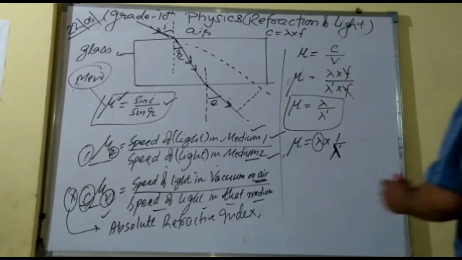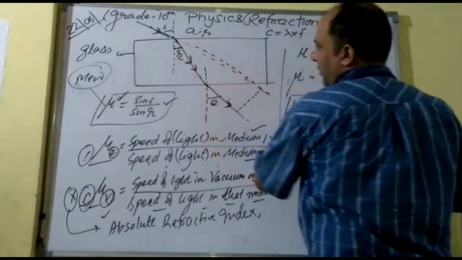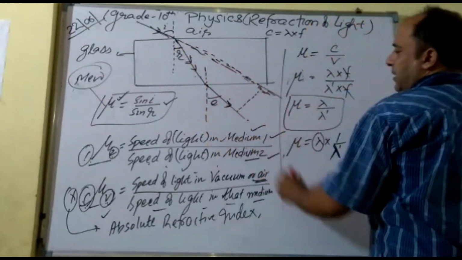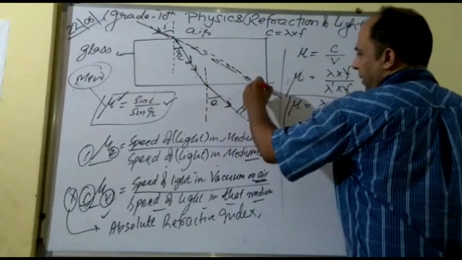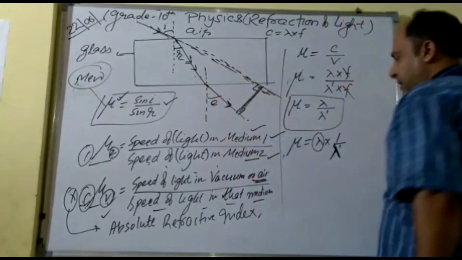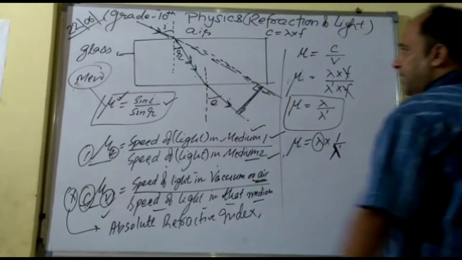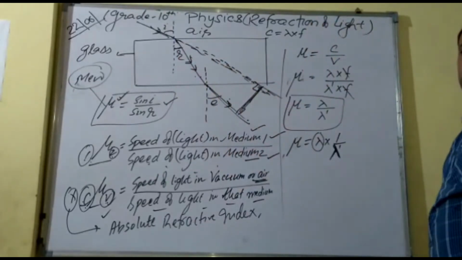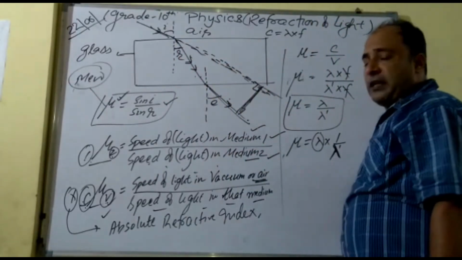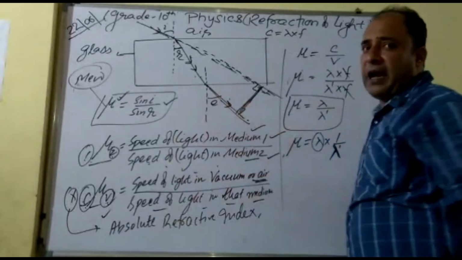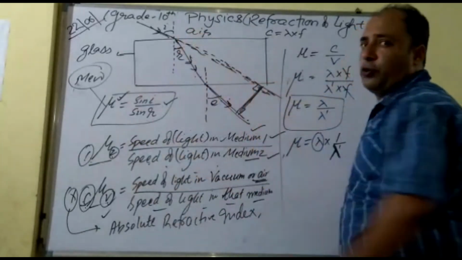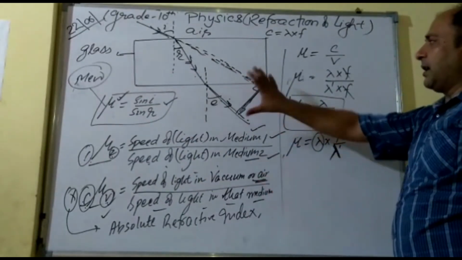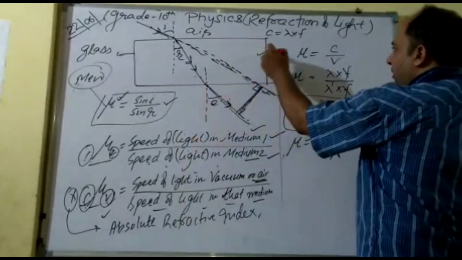Now one other thing is lateral displacement. See, if I just extend this line like this, you can see here the perpendicular distance between the emergent ray and the incident ray, which is produced, is called lateral displacement. This is lateral displacement. Naturally, it depends on thickness.